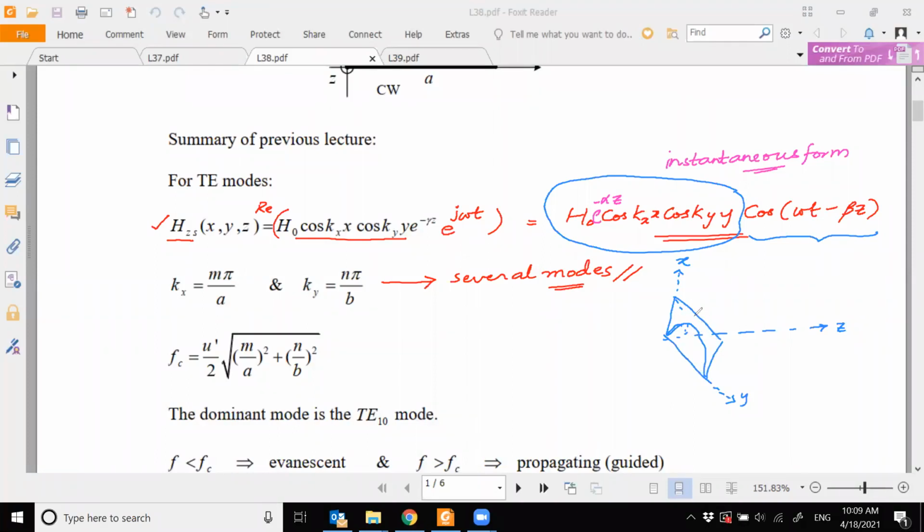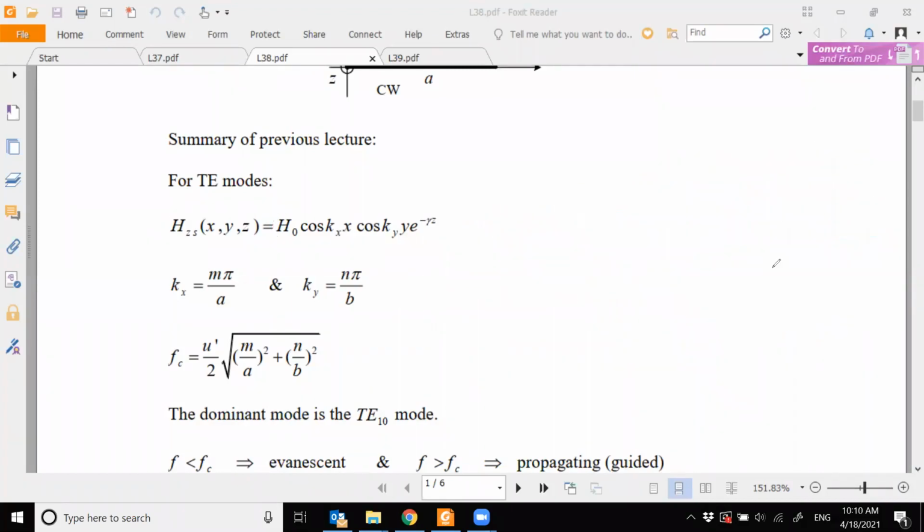Whereas whatever you are seeing, they will move in the z direction in a sinusoidal manner that we have seen in the unbounded medium. It's a little bit complicated to visualize, but in the end, I will show you an animation. With that animation, you will be able to understand what's going on. Okay.